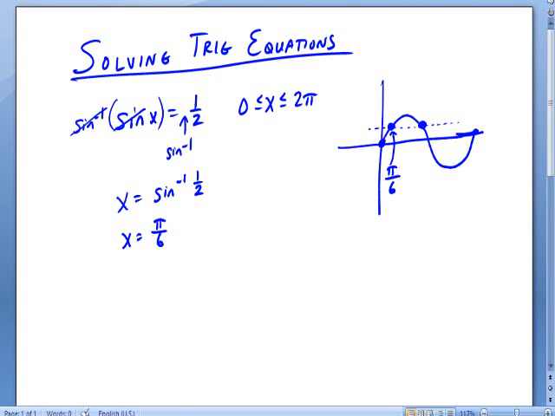Well, notice that the middle point of the sine wave is pi, or 180 degrees, so that if I need to go forward pi over 6 to get to the first solution, I need to go backwards pi over 6 from pi to get the second solution. And so my second solution is pi minus pi over 6, which is the same thing as 5 pi over 6. So in this case there are two solutions. There's one in the first quadrant and one in the second quadrant, and they are pi over 6 or 30 degrees, and then 5 pi over 6 or 150 degrees.